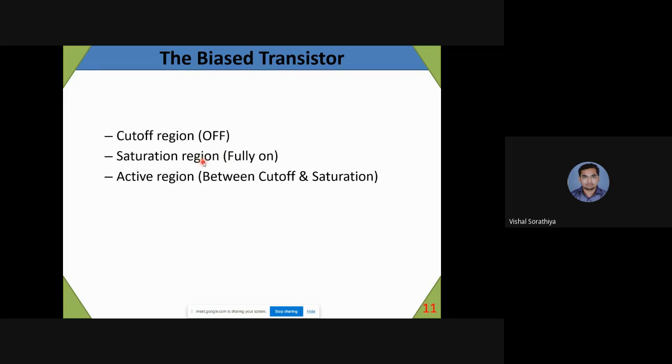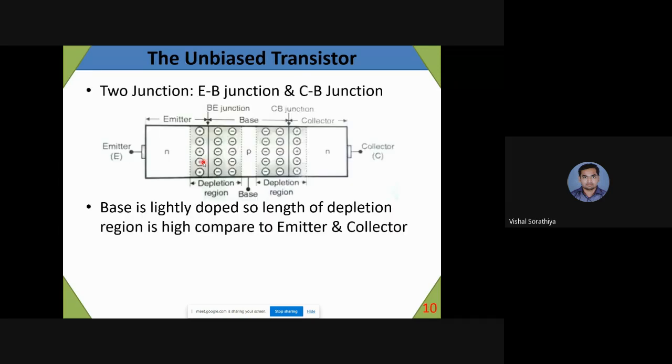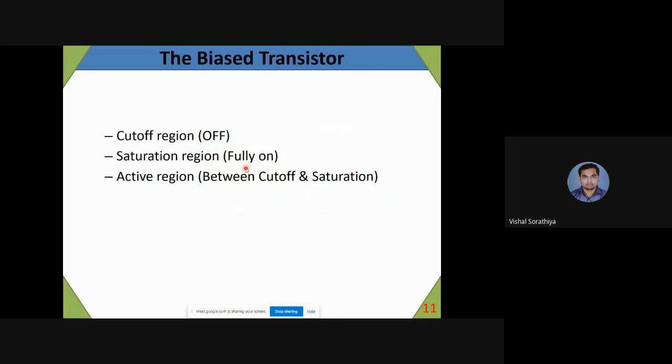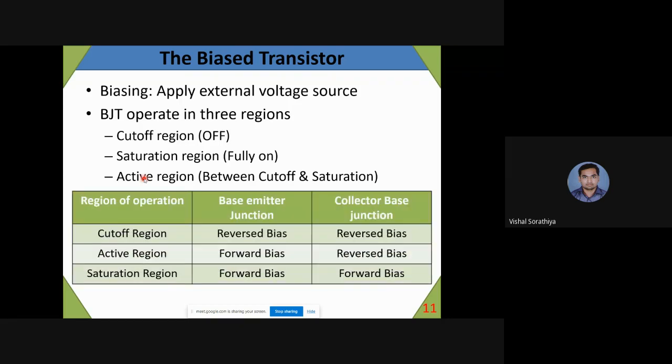Saturation condition, we can say this is fully on. You can say the transistor is fully on. It means whatever current you have given, the full amount of current gets transferred from emitter to collector. While in the middle condition, it is controlled, which is the active region we have, between fully on and off. So that region is the active region. And we need to learn how this cutoff, saturation, and active region are going to be articulated. So these are some of the conditions we have.